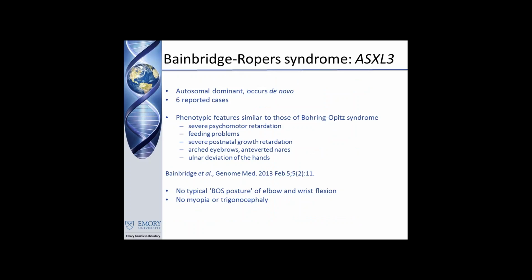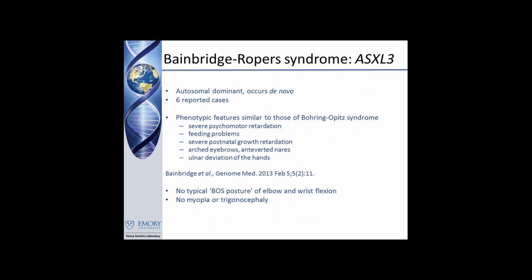The ASXL3 gene is associated with a dominant disorder. Variants in this gene occur de novo. There have been about 6 reported cases. The title for this syndrome is Bainbridge-Ropers syndrome, but you'll also hear it called Bohring-Opitz-like syndrome because the phenotype features overlap strongly with those of Bohring-Opitz.